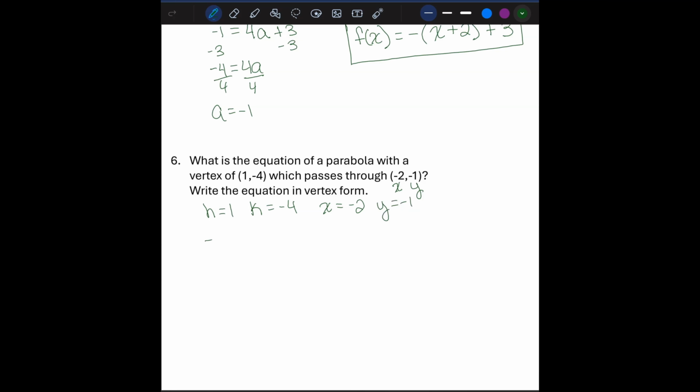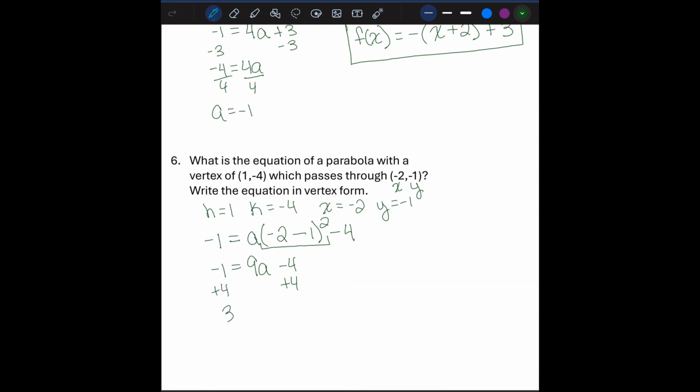So we have y equals, so -1 equals a, which I don't know, times x, which is -2, minus h is 1, squared plus k. Now, this is plus -4, so I'm just going to put -4. Now we need to find this part right here because this is being multiplied by a. We have -2 minus 1 is -3. Squared is 9. So this would be a times 9. So 9a minus 4. Oh, that's a 4. So add the 4.